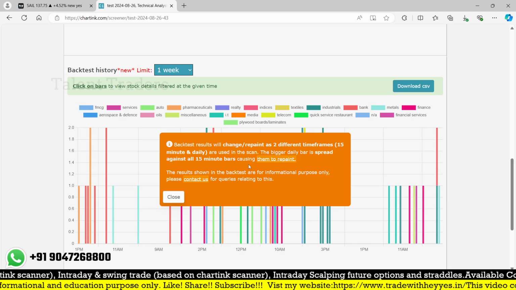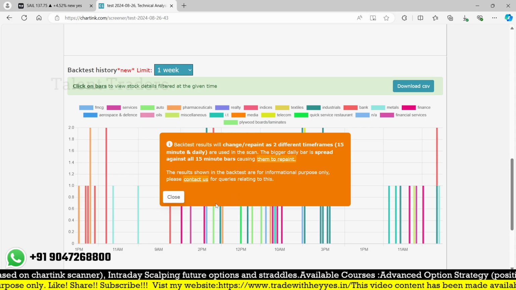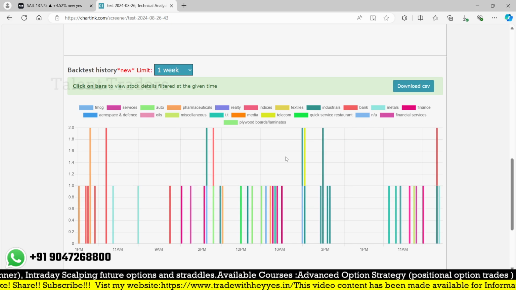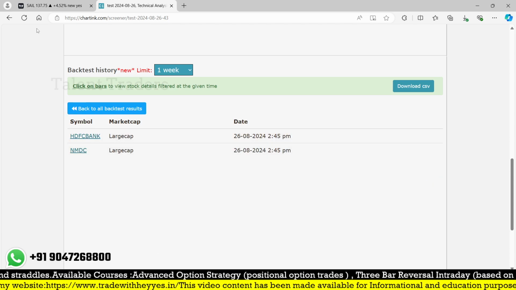So we have a lot of stocks, but Camarilla is a level that never repaints because it is a daily level, and we are fetching the data from the first candle only, so it will not repaint. Some of the stocks are HDFC Bank, NMDC, 245 of today.